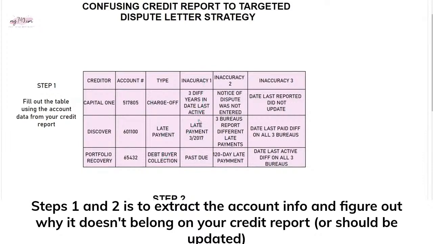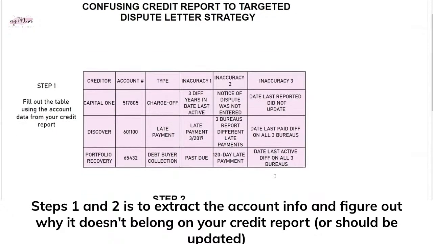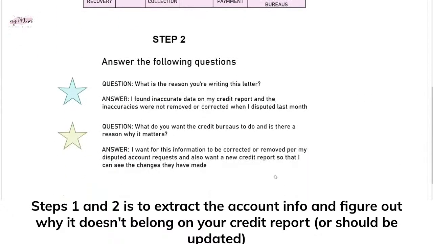So for Capital One, it's a charge off. I see 3 different years in the date last active. Obviously, it doesn't belong on there. Now, if I had disputed this before, I could say that the notice of dispute was not entered, or the date last reported did not update, right? Which obviously means they didn't investigate. Now, for Discover, it's very simply a late payment, and Portfolio Recovery is a debt buyer collection, but it's showing a past due. I could also say that maybe there's a 120-day late payment on there, or I can go factually and say that the date last active is inaccurate.